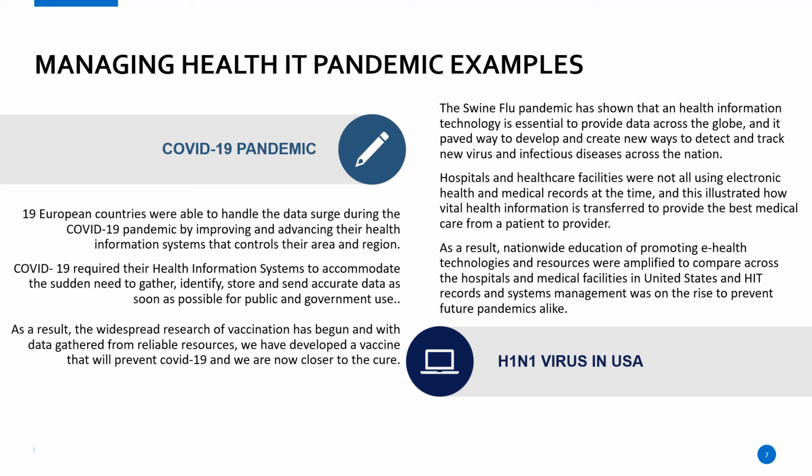The second is the COVID-19 pandemic. 19 European countries were able to handle the data surge during the pandemic by improving and advancing their health information systems that control the area and region. As a result, the widespread research of vaccination has begun, and with the data gathered from reliable sources, we have developed a vaccine that will prevent COVID-19, and we are now closer to the great cure.